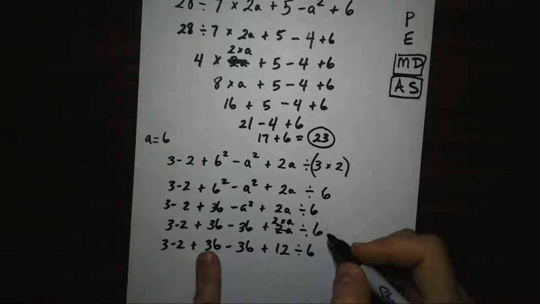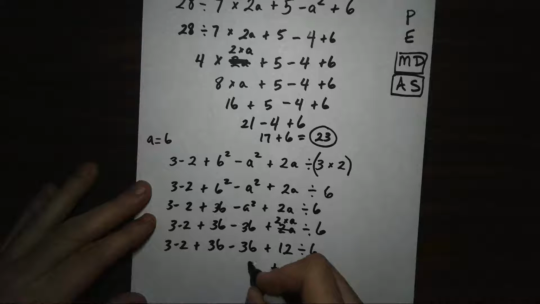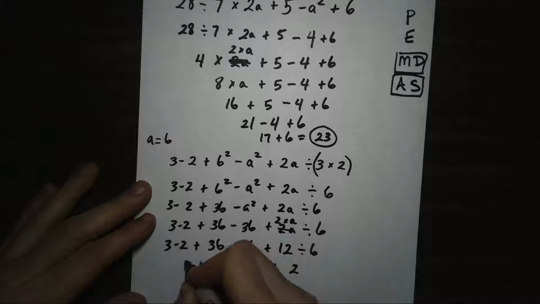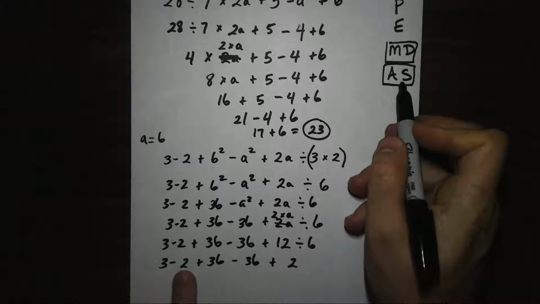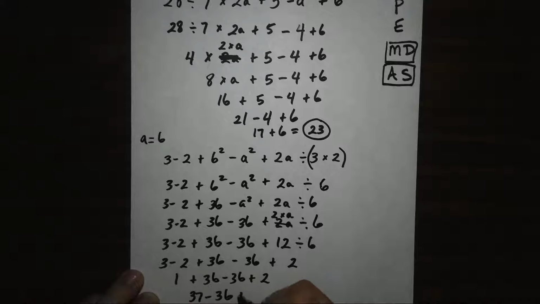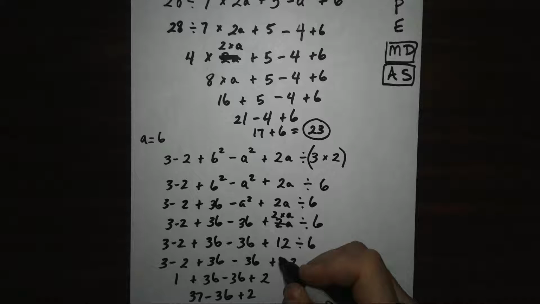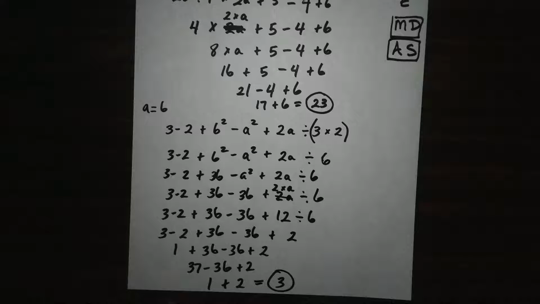Look for more multiplication and division from left to right. I see 12 divided by 6, which is 2. And I'm going to rewrite everything. And now I'm down to addition and subtraction in order from left to right. I see 3 minus 2. Next would be 1 plus 36. 37 minus 36. And 1 plus 2 is 3. So there is evaluating algebraic expressions using order of operations.